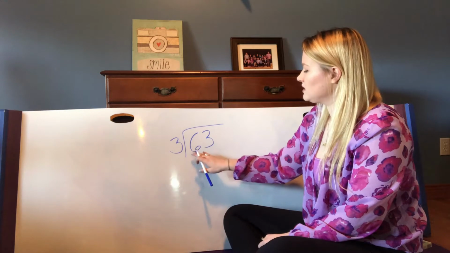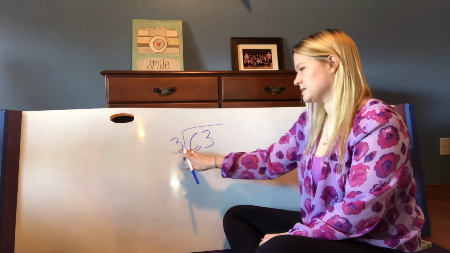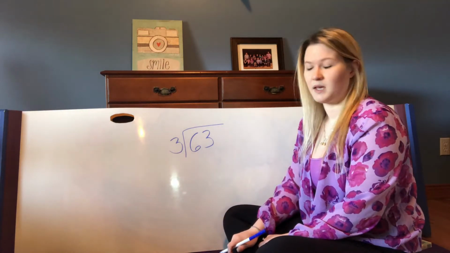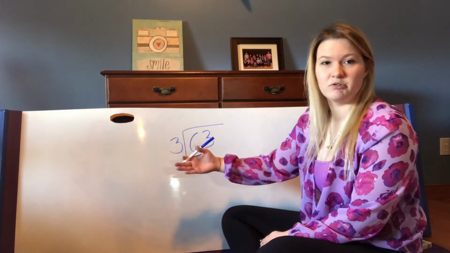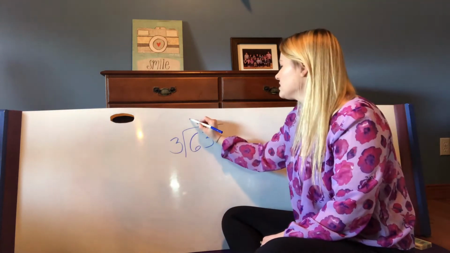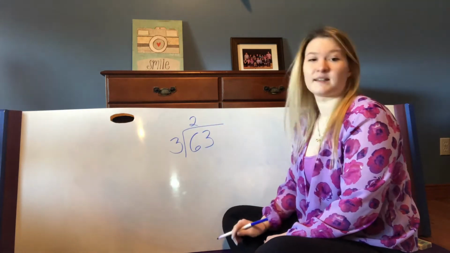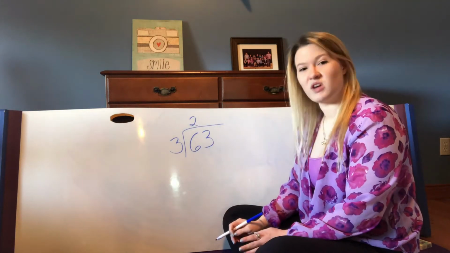So when we look here, we need to see how many times can we put 6 into groups of 3. I know that if I had 6 things and 3 groups, I could put 2 in each group, so it goes on the top. That's the divide part, so we're done with that.